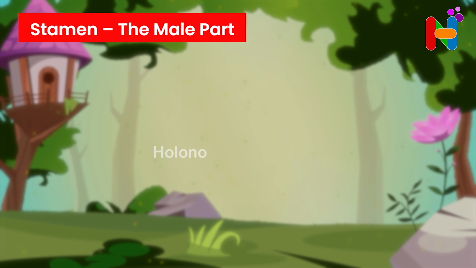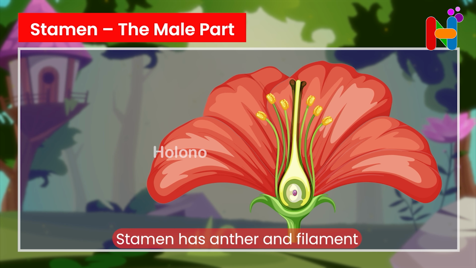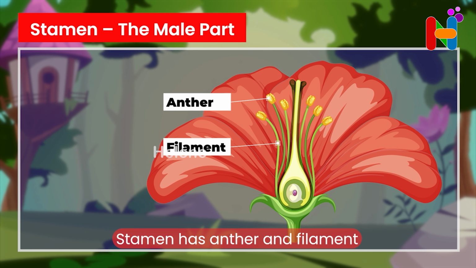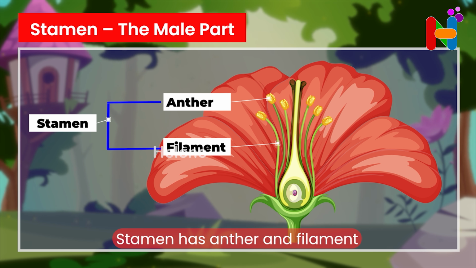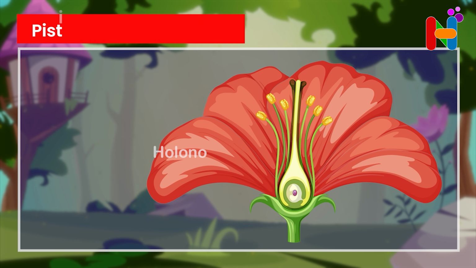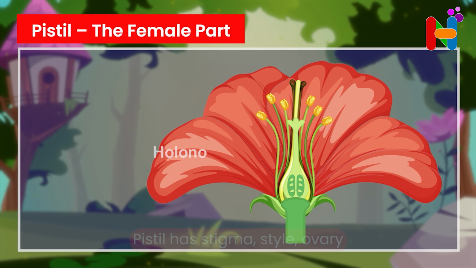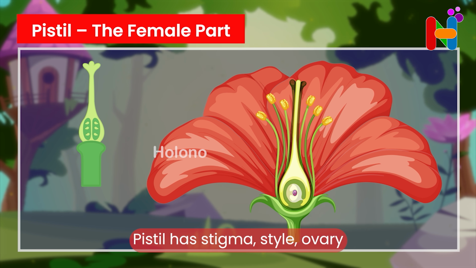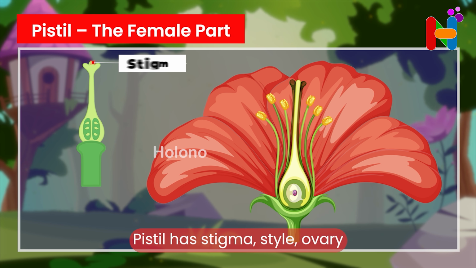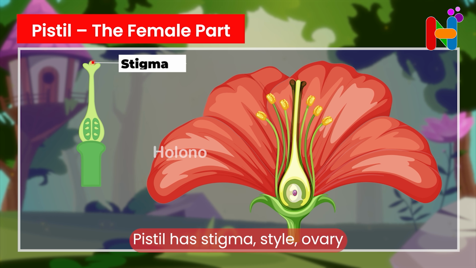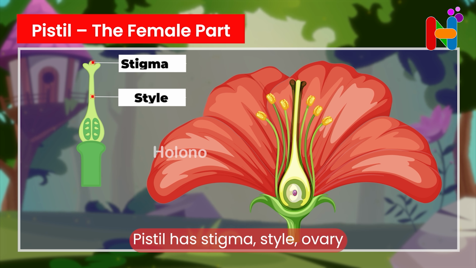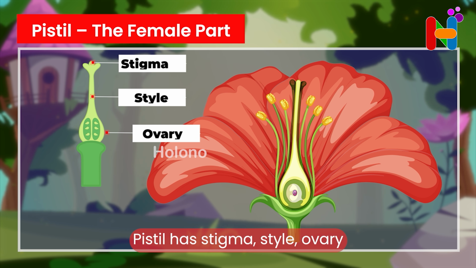Stamen, the male part. The stamen is the male part of the flower. It has two parts, the filament and the anther. The anther makes pollen, which is a yellow powder. Pistil, the female part. The pistil is the female part. It has three parts: the stigma, which receives pollen, the style, which connects the stigma to the ovary, and the ovary, which has ovules that turn into seeds.